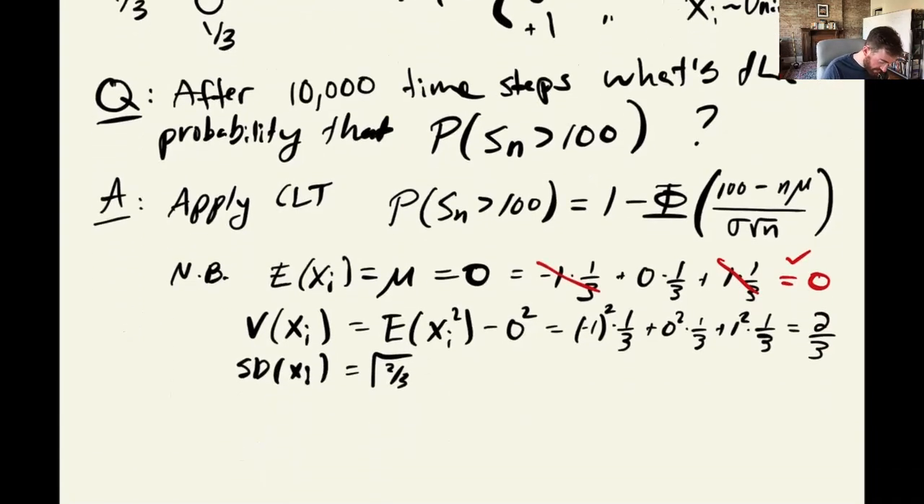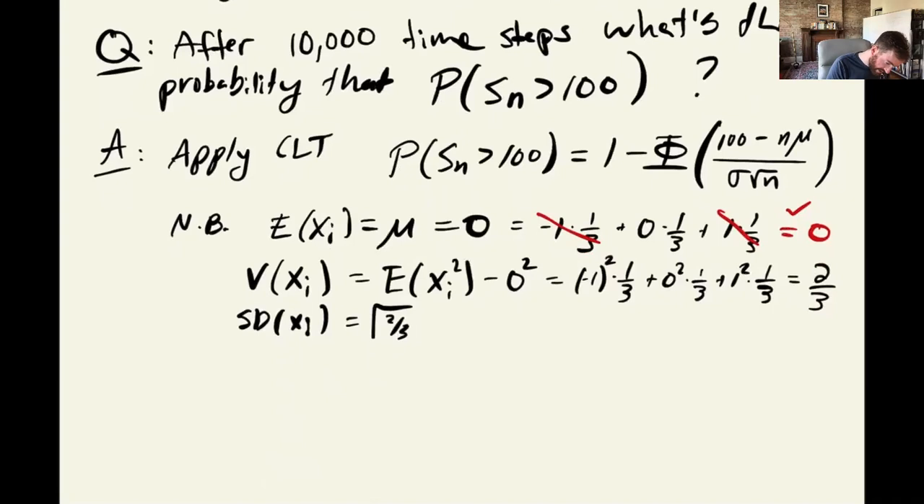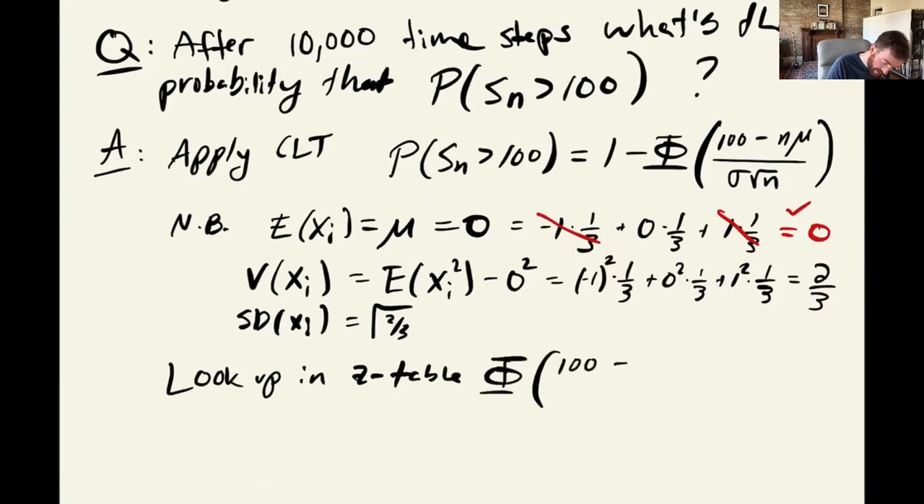All right, so let's plug it all in. So now I just need to look up in the Z table phi of (100 minus 0) divided by the square root of 2/3 times the square root of 10,000. 10,000 turns out to be 10 to the 4th, so this ends up equaling 100.